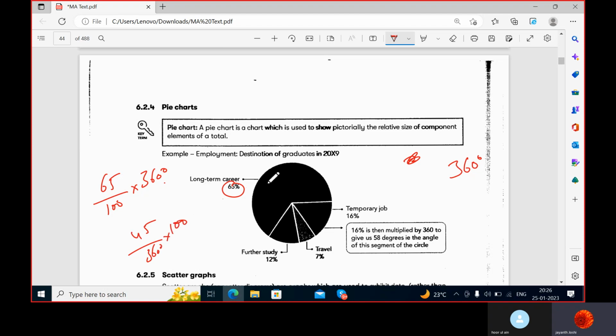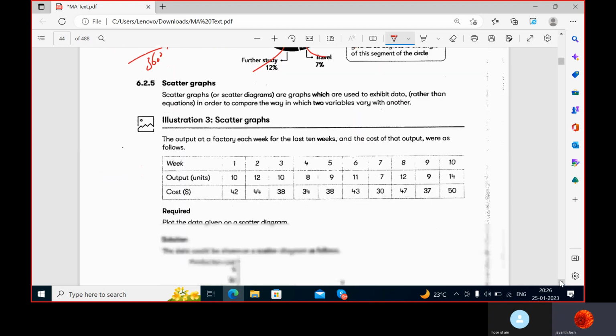Anything is all right. So this shows 65% of the area is long-term career, and further study is like 12%, travel, temporary jobs. They have given a small amount of data and represented it in a pie chart form. Okay.